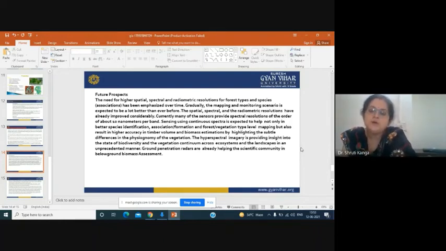Initially, only mapping the extent or spread of the forest could be achieved, but with spatial, spectral and radiometric resolutions becoming higher day by day, they are helpful even in tree level characterization, whether succession age, type, or height is concerned. Then sensing using continuous spectra helps not only better species identification, but also association formulation and forest vegetation type level mapping, and high accuracy in timber volume and biomass estimation by highlighting the differences in the physiognomy of the vegetation. So hyperspectral images are providing insight into the state of biodiversity and the vegetation continuum across ecosystems and landscapes in an unprecedented manner.